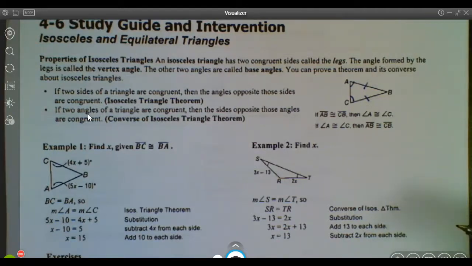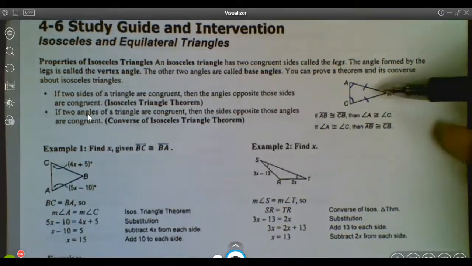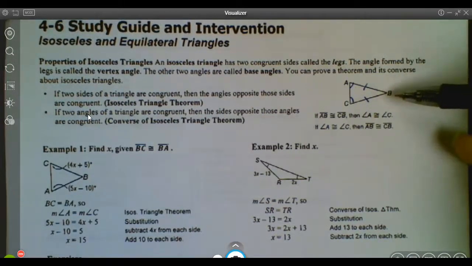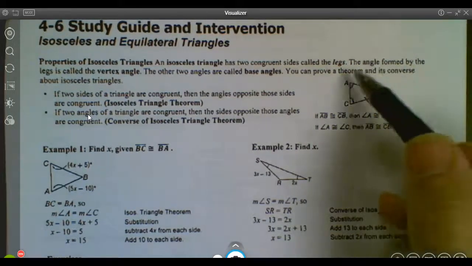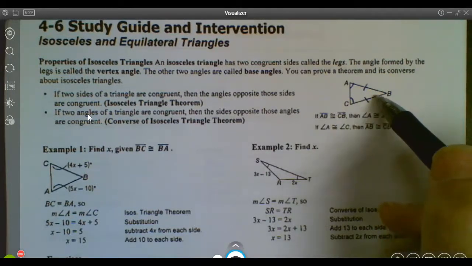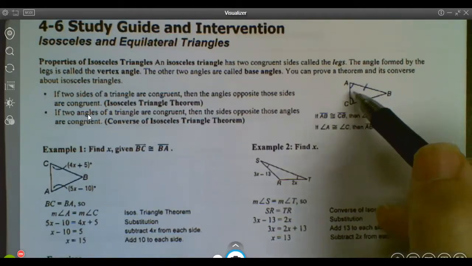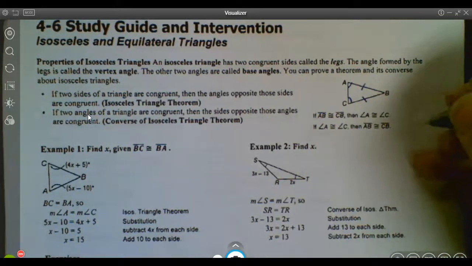The one other thing that they throw into this is the vertex angle. The vertex angle would be this guy. The vertex angle is the one that is in between the two congruent sides. So here's the way we always want to look at these. If I have two congruent segments, the angle between them is the vertex angle. The angles across from them are your base angles. So really important that we get that idea separated out.